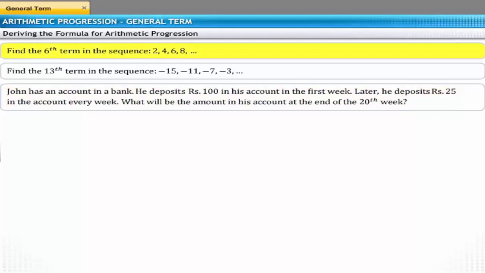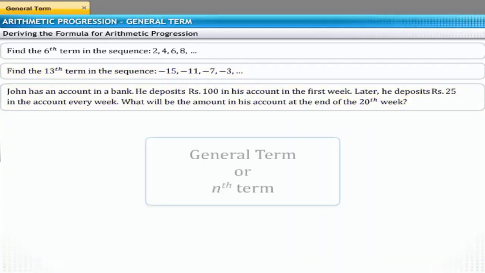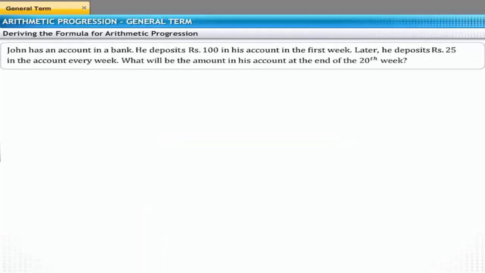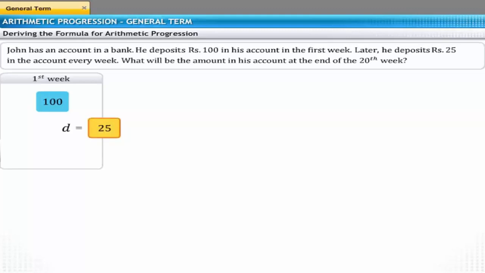It is easy to find the sixth term in the sequence in problem 1. However, problems 2 and 3 typically may take you a while to work out. To solve such problems quickly and easily, you can derive a formula to determine the general term, that is, the nth term or the last term in a sequence. Let us consider problem 3. After saving 100 rupees in the first week, John saves 25 rupees every week. Therefore, the common difference, D, in John's savings every week is 25.